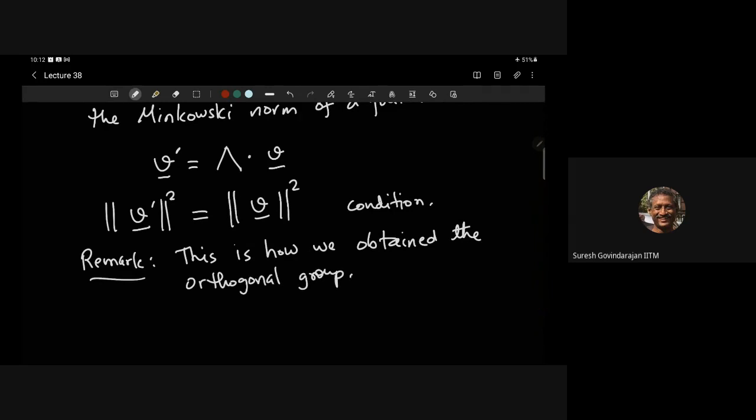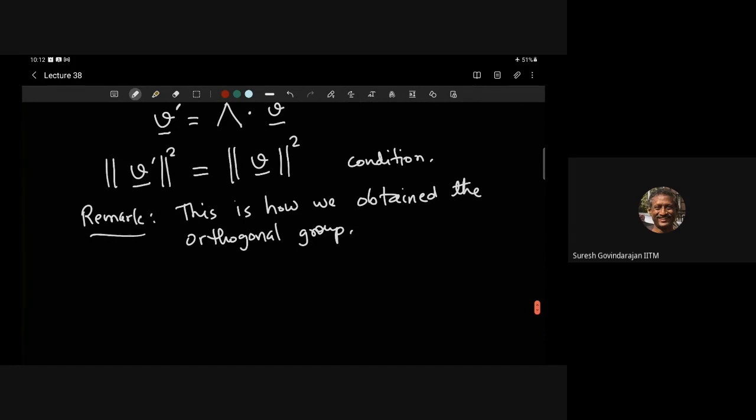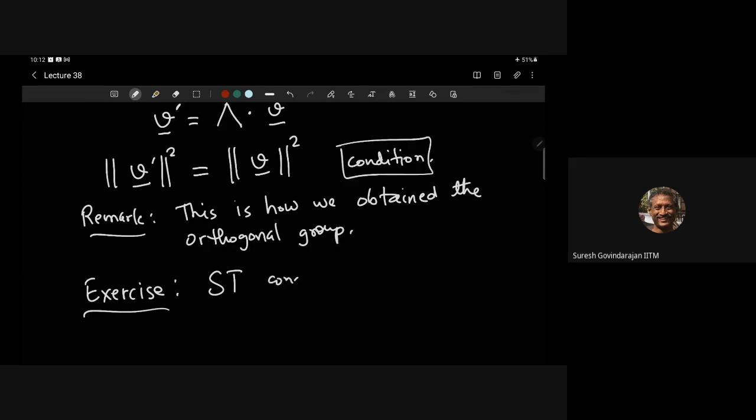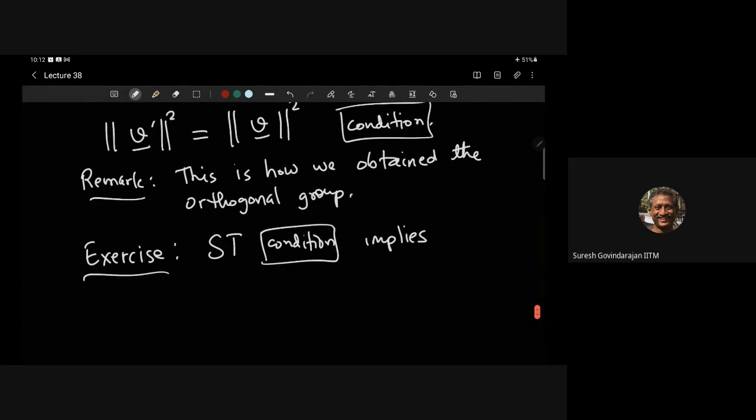Right? Isn't that right? It preserves the norm of a vector in 3D, or R3. So R3 with the standard norm. So that's what this is. So if you just write this and use this, exercise: show that the condition can be written as follows, M transpose dot eta dot M equals eta.